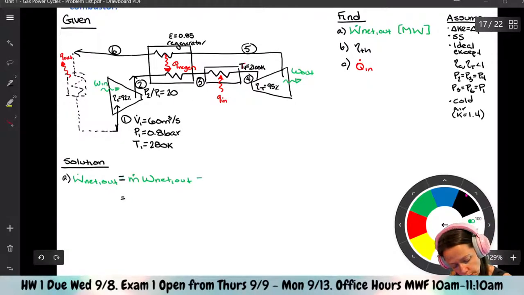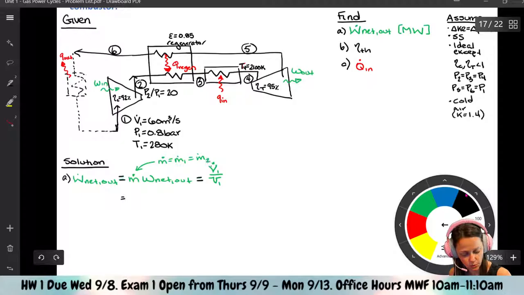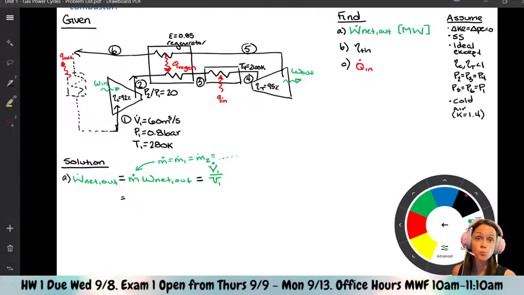So I know my volumetric flow rate. A good idea would be maybe to define that M dot in terms of V dot, and I'm going to define it where I know the V dot, which is at state one. That M dot is constant, right? It's equal to M dot one, it's equal to M dot two, and so on and so forth, because it's just one big loop, essentially.